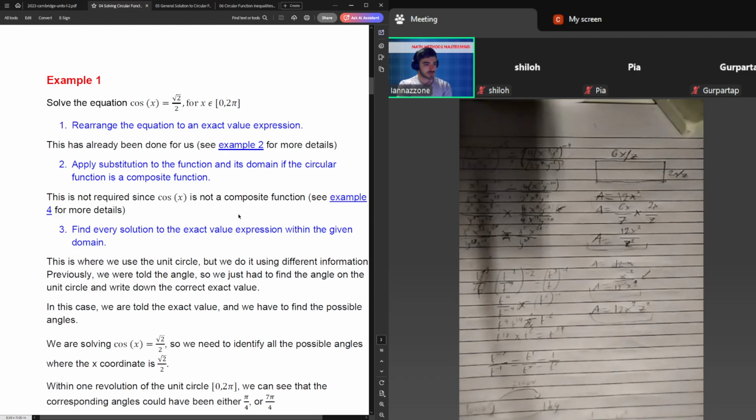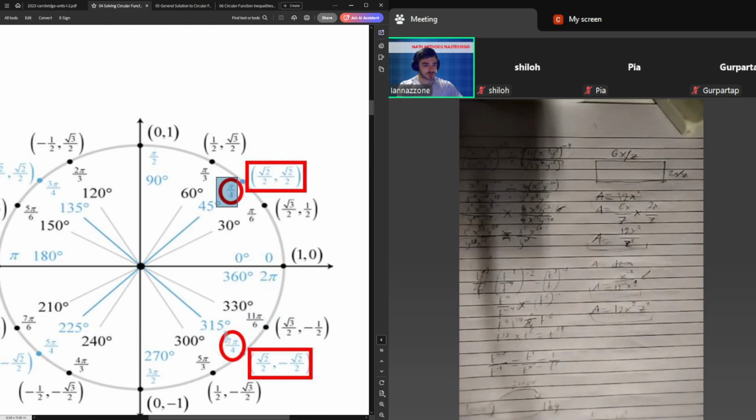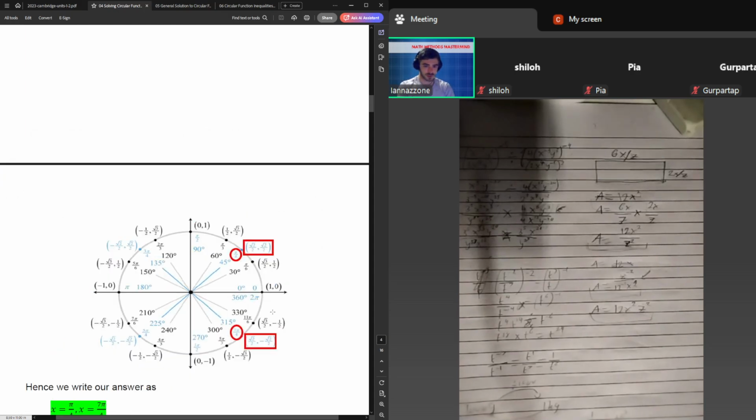So first example was the bare bones basics. You've got circular function equals exact value, and that's what you want to achieve always, right? Circular function on one side, exact value on the other. If it's cosine, you look for where all the x values are equal to this. If it's sine, you look for all the y values equal to this. So in this case, it's cosine, so we look for where all the x values are equal to root 2 on 2. That's going to be these two spots here, which correspond to these two angles. That's example 1. Fair enough on what's going on there?